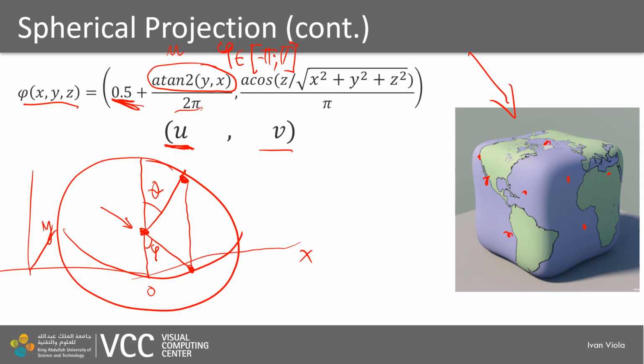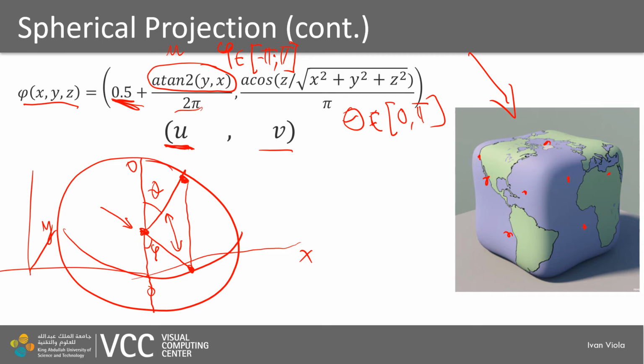And then let's define the v coordinate now. The v coordinate is this other spherical coordinate angle, theta, which is changing between 0 and pi. So theta goes from 0 to pi.